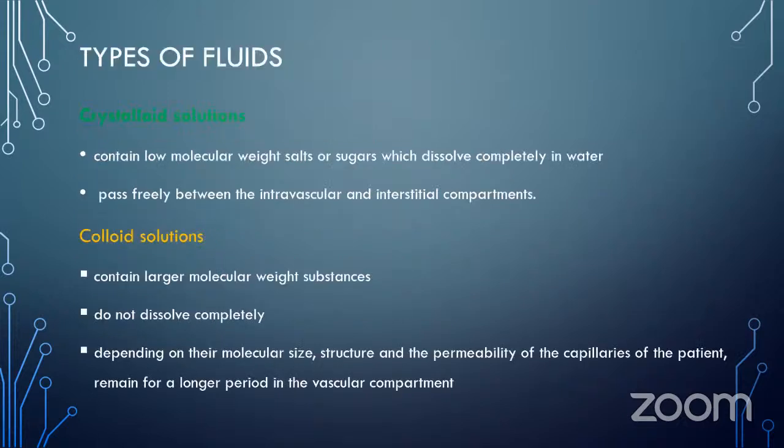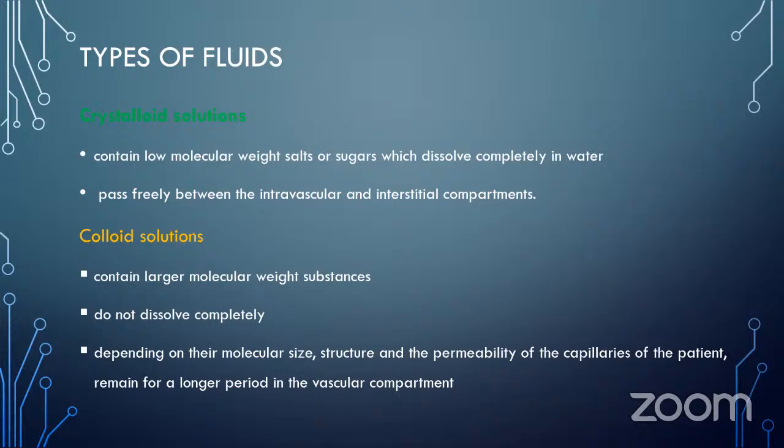So let's see what types of IV fluids are present in our armamentarium as far as our daily intensive care practice is concerned. The types of fluids are crystalloids and colloids. Crystalloid solutions contain low molecular weight salts or sugars, which dissolve completely in water. They pass freely between the intravascular and interstitial compartments, so the probability of them staying in the intravascular compartment for a longer duration is a little bit less. Colloid solutions, in comparison, contain larger molecular weight substances.